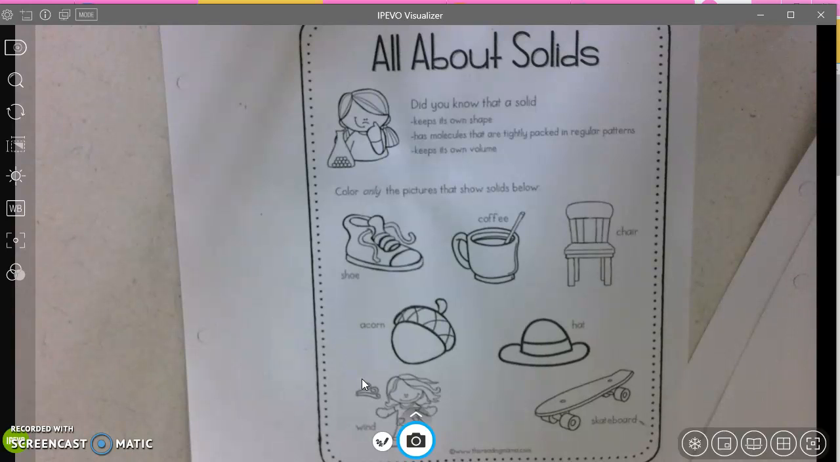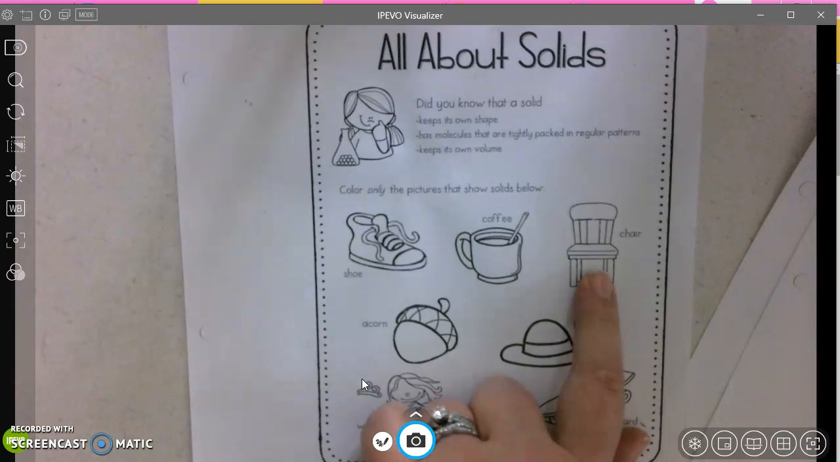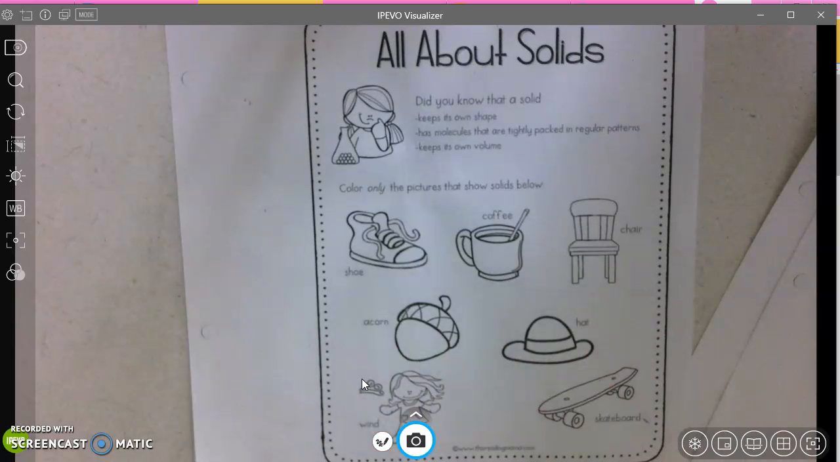So how do you know, or did you know, that a solid keeps its own shape? So like a chair keeps its own shape. When you sit on it, it doesn't just crumble. It keeps its own shape. And everything is made up of molecules. Molecules are very, very small and we cannot see them, but everything is made up of molecules. We are made up of molecules. The table that my computer is sitting on is made up of molecules. The table or floor or wherever your computer is sitting on, it's made up of molecules. Your computer is even made up of molecules.